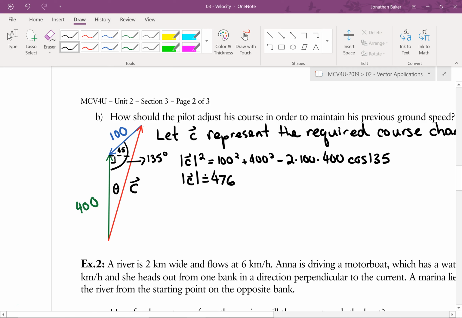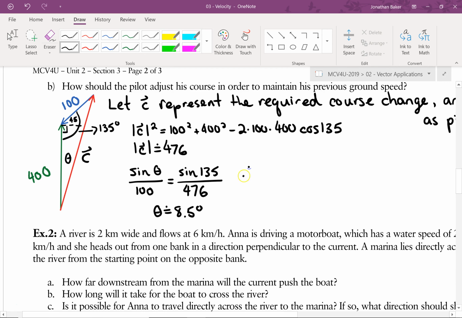Now we just need to know the direction. And that means calculating this angle in here. So now that we have an angle side pair, we can use sine law. So sine of theta over 100 is equal to sine of 135 over 476. And after we calculate that, we get approximately 8.5 degrees.